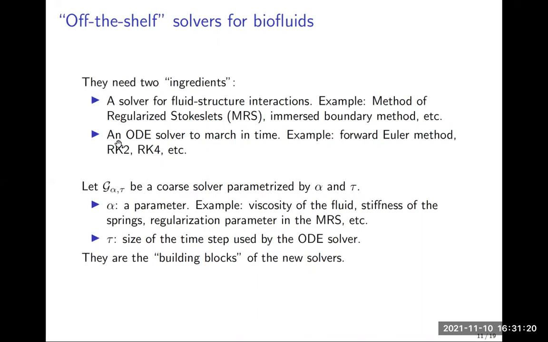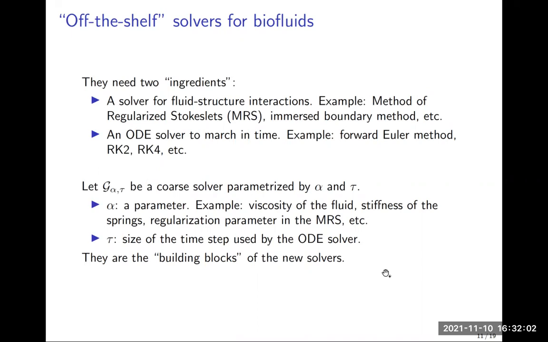If you're not familiar with this solver, this is not a problem at all. This is just some parameter in our fluid structure interaction solver. So anyways, alpha is just a parameter. It could be many, many things, a physical parameter or a numerical parameter. And tau here is the size of the time step used by the ODE solver. Okay, so basically I'm going to take a family of off-the-shelf coarse solvers and try to combine them to produce some new coarse solvers with better performance.